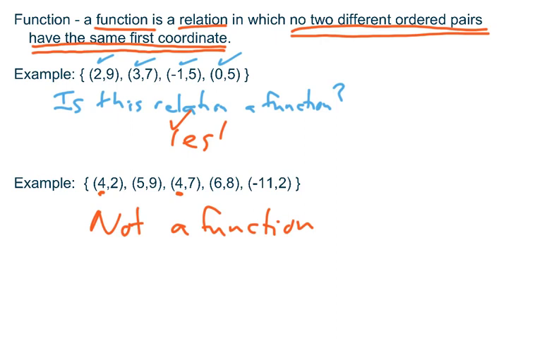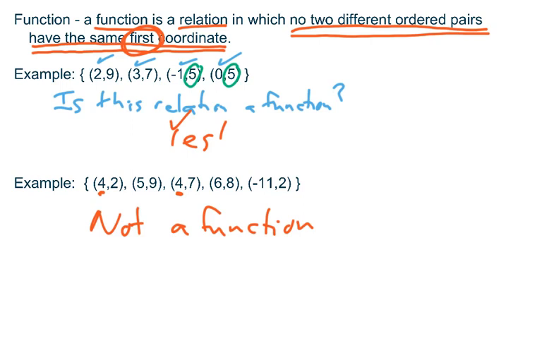Let me back up before we go on. I do want to notice one thing about the first example and the second one. Notice in the definition that it says that no two different ordered pairs can have the same first coordinate. There's nothing said about the second coordinate. So if you look at this first example, you'll notice that two ordered pairs have the same second coordinate. There's nothing wrong with that. The only thing that has to be true is that no two ordered pairs can have the same first coordinate.